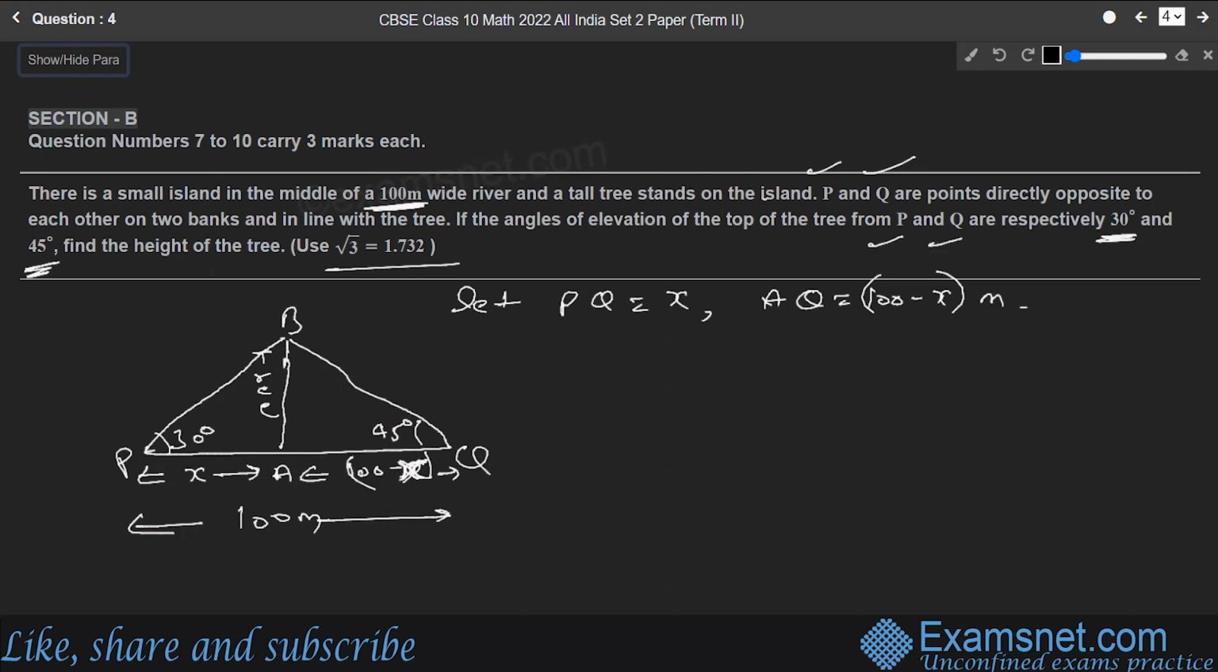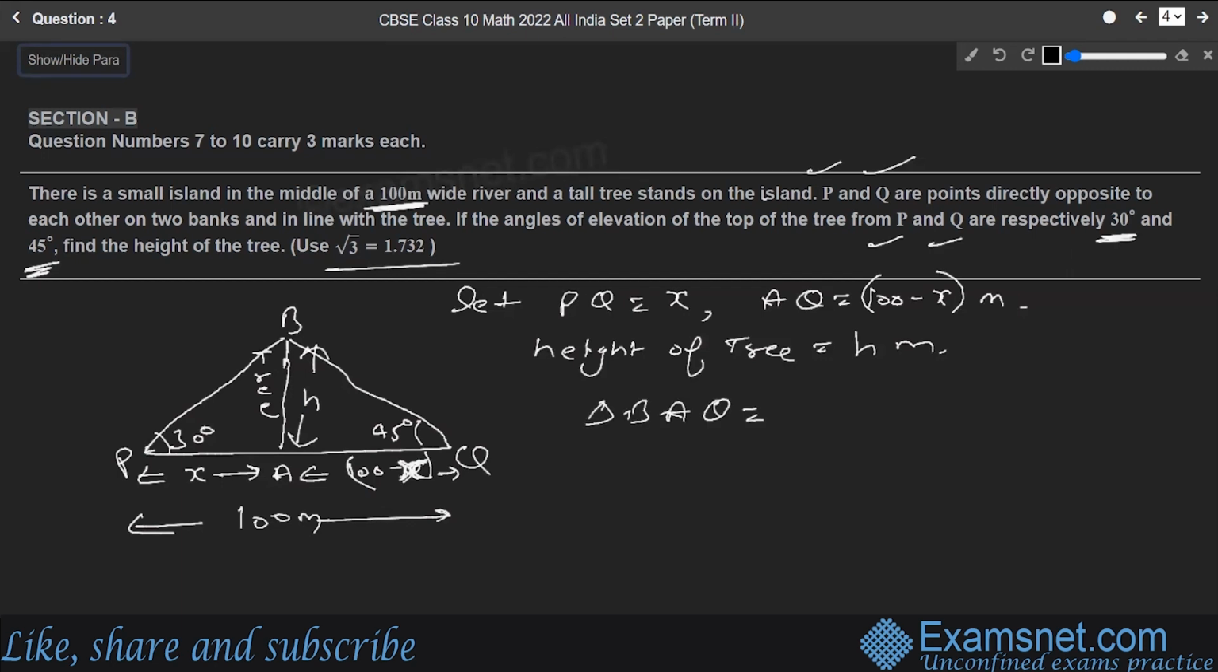We are also supposed to assume the height of the tree. Let us assume the height of the tree as h meters. So we can write it here also: height of the tree is h. This is how the diagram is drawn. Now we are supposed to find out. So let us use the triangle BAQ first. Let us use the triangle BAQ.